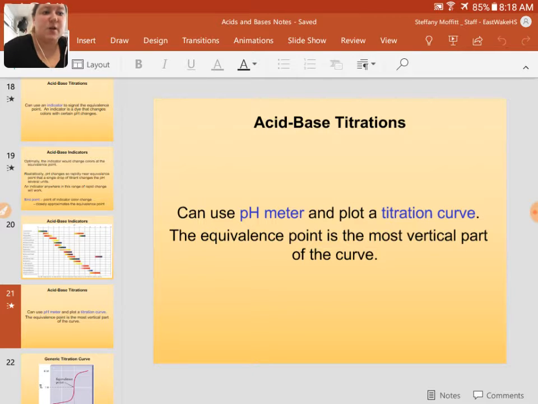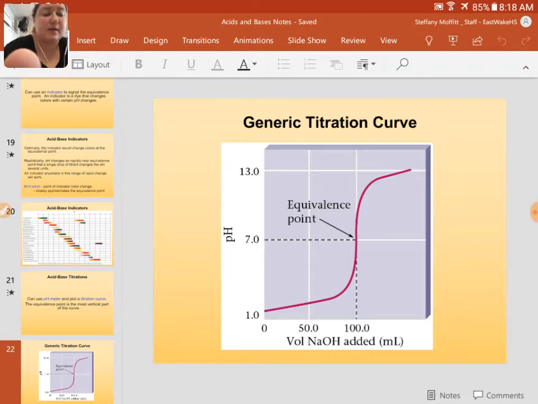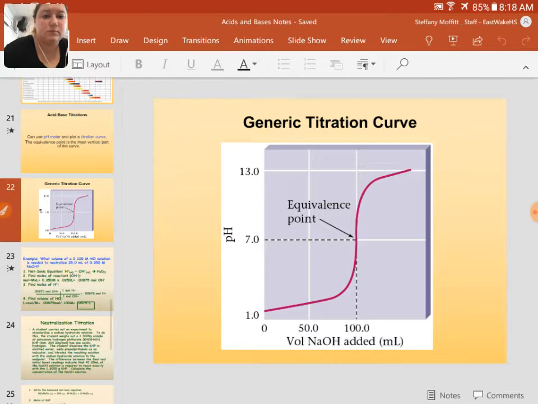We can use a pH meter, which we will, to plot the titration curve. The equivalence point is the most vertical part of that curve, and it'll look like this. At the very, very top, most vertical point is the equivalence point, and that is where our color change will occur. And we will be doing these titration curves in our labs.